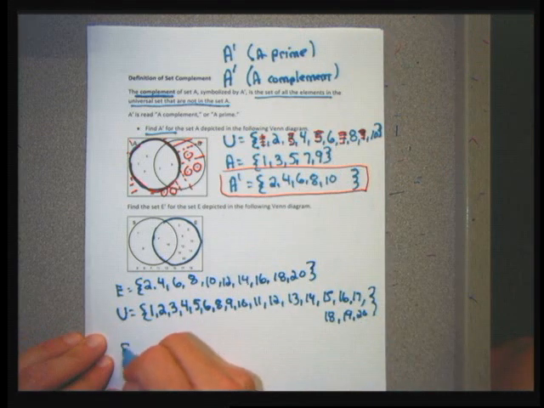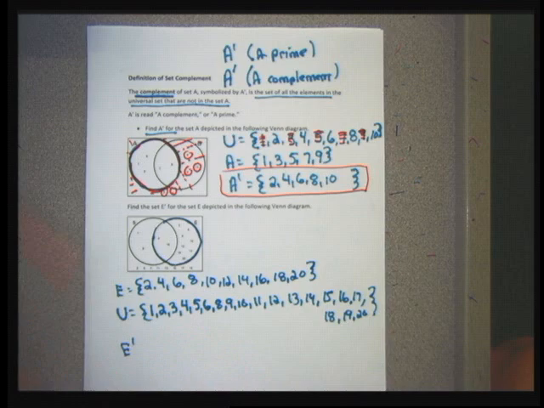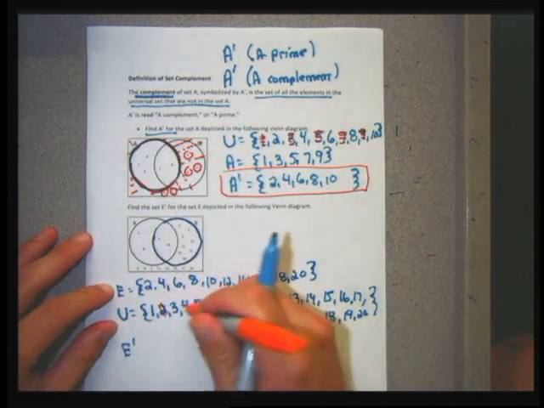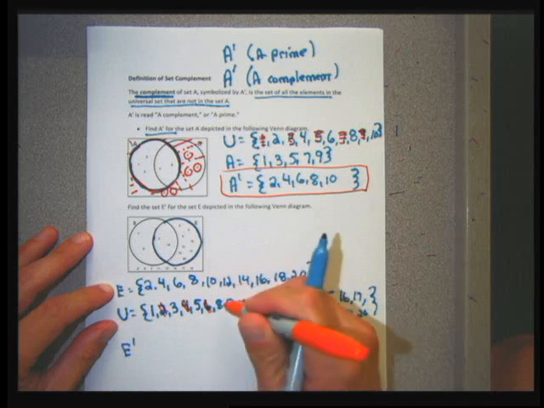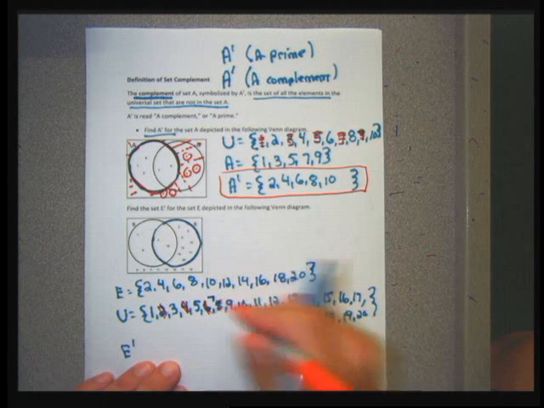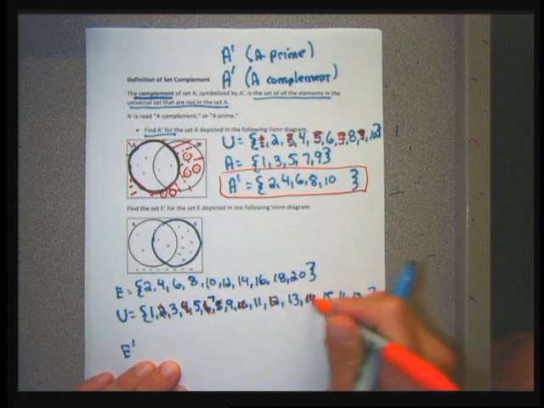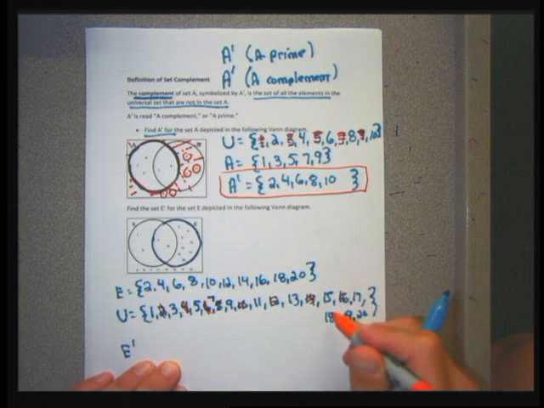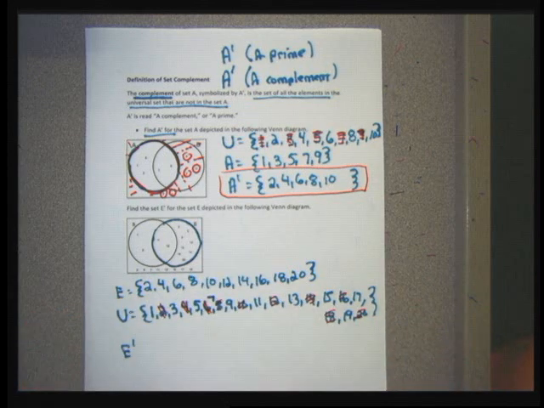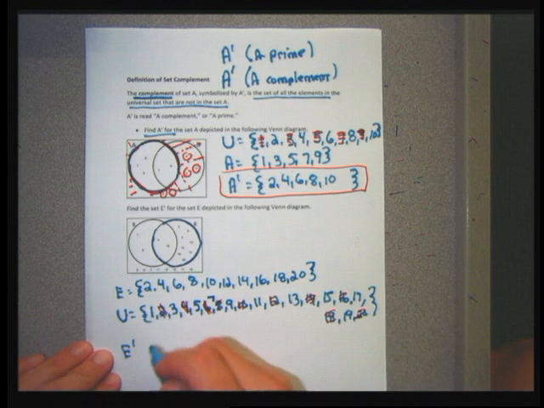In order to find E complement, if I wasn't looking at the picture and I had both E and U, what I'm going to do is cross out all the elements. I forgot to write 7 in here. Sorry. I'm going to cross out all the elements in the universe that are in set E. So E contained 2, 4, 6, 8, 10, all the evens all the way up to 20. In my universe, I crossed out all those numbers. The numbers that are left are the complement of E.